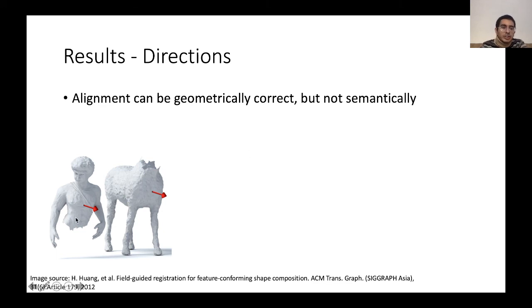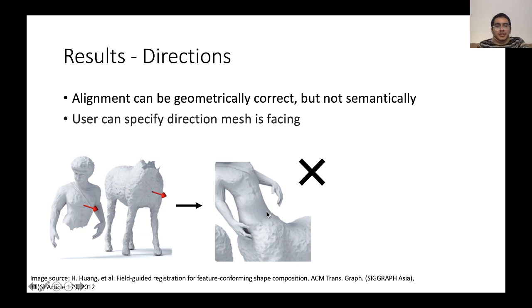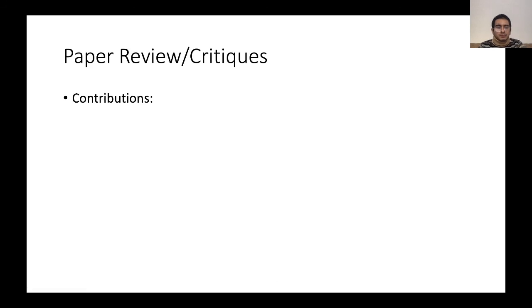For example, given a human and a horse, you would expect that when these two are aligned together, it would form a centaur like this. However, instead it forms this because this is the more correct geometric alignment. So instead, the user can specify the direction the mesh is facing. For example, this mesh is facing this way, the horse this way, and then it will find the best registration that allows these two directions to match, forming a centaur. So this is essentially one part of the constraint that the paper mentions.